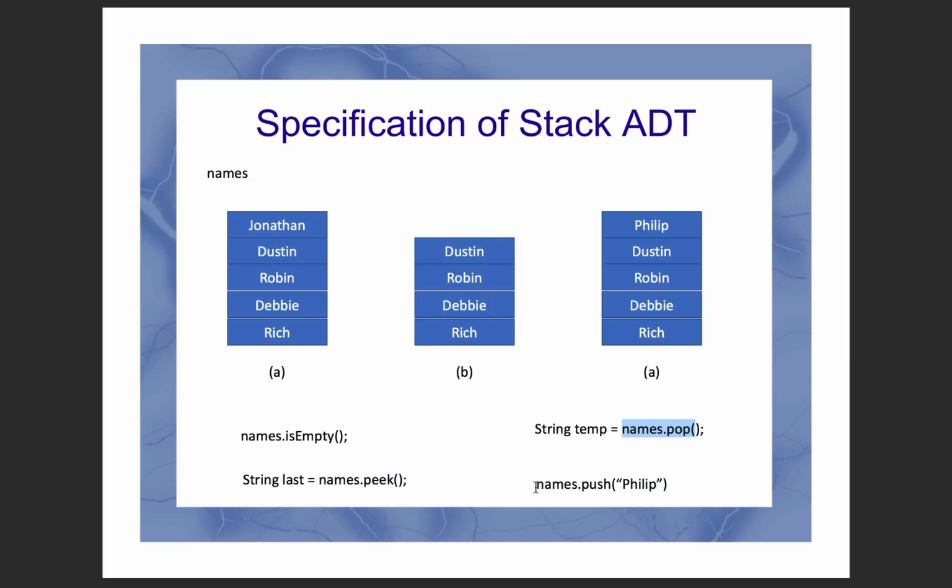Now finally names.push. We know that the push method basically inserts something onto the stack. So Philip is a string that you want to insert. You want to insert this string onto the top of the stack. We know that the push method inserts data onto the top of the stack. So the names.push method will push that item onto the stack.